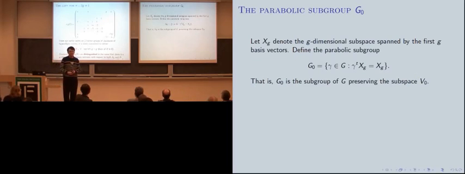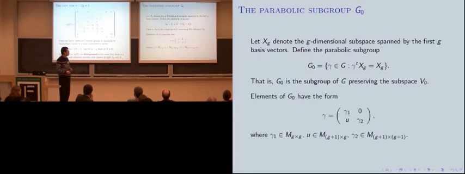So the subspace is smaller, but the group no longer acts on it. It's not going to preserve that block of zeros, but a subgroup does act on it. The parabolic subgroup of G that fixes this top left block will act on V0. So just a more concrete description of what this parabolic subgroup looks like: you just have a 0 on the top right corner.